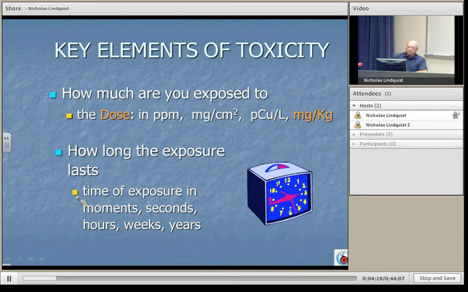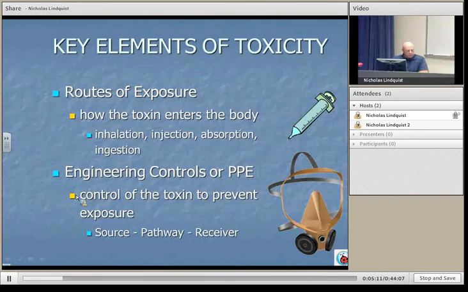Some of the key elements of toxicity: how much are you exposed to? When we refer to how much you're exposed to, we call that the dose. That dosage is going to be recorded in parts per million, or milligrams per square centimeter, or picocuries per liter, or milligrams per kilogram of body weight, and so on. There are various ways for us to express that dosage. Another key component is how long the exposure lasts. Does it happen for only a moment or a few seconds, or continuously for hours and days, or weeks or years? The longer the exposure, the greater the potential toxicity of that substance can be.